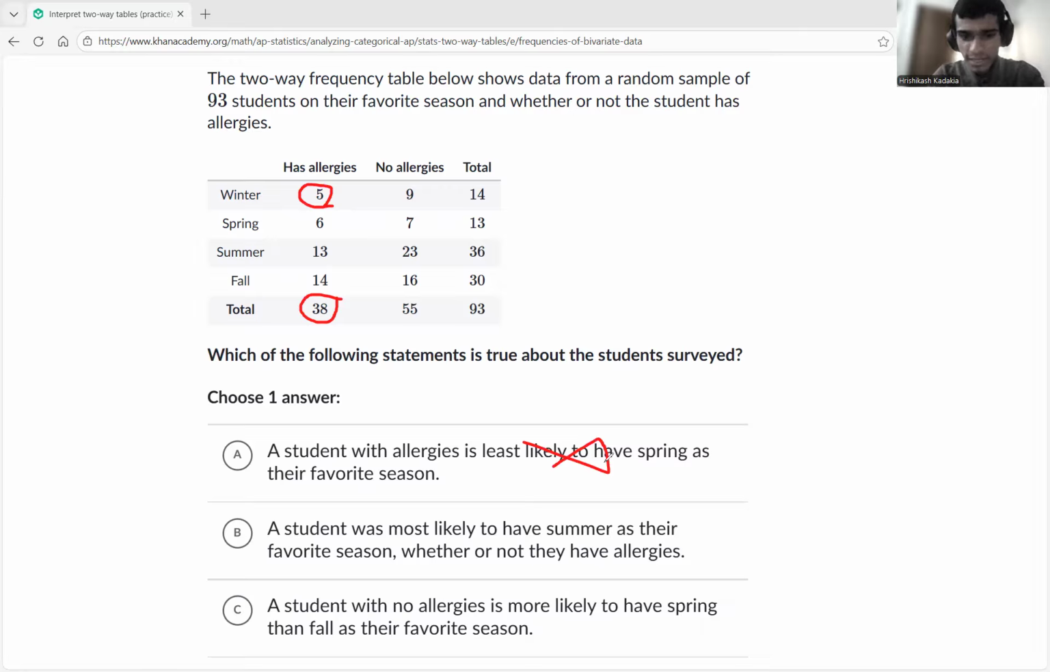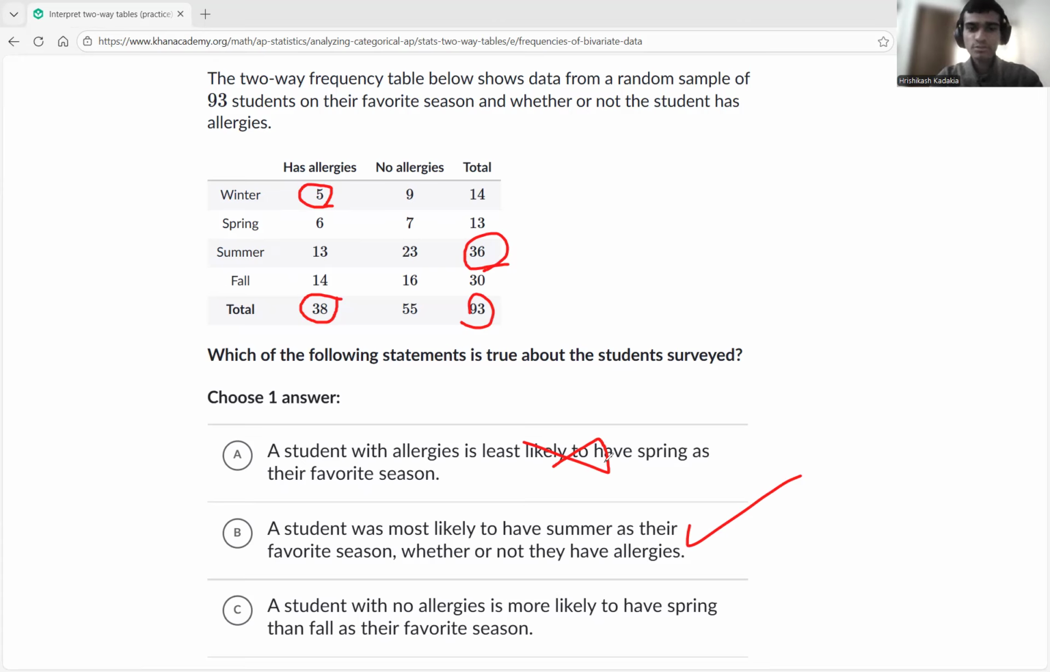A student is most likely to have summer as a favorite season, whether or not they have allergies. So out of 93, a student is most likely to have summer as their favorite. That makes sense, right? It's most likely regardless of allergies. The allergies don't matter here, but most students like summer because 36 is the highest. After 36 comes 30, the second highest. So B is the option we choose.